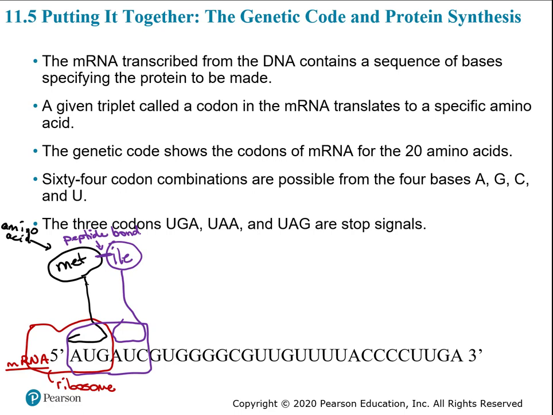Now I have 2 amino acids linked together. As soon as that bond is formed, this tRNA link is broken. So it's sort of like transferred. So amino acid 1 gets linked to amino acid 2, and the tRNA of amino acid 1 gets dumped out. And as soon as that happens, the ribosome moves down 3. So now we're going to start this repetitive process.